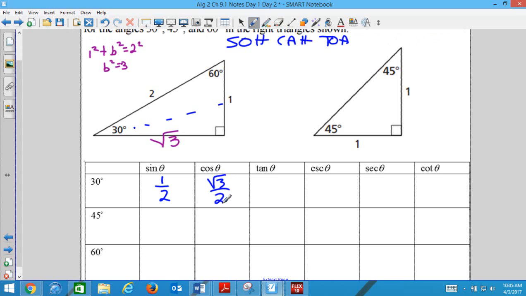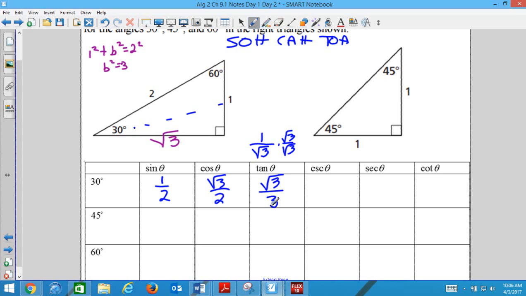Tangent is the what over the what? So we do the opposite, which is 1, over the adjacent, which is radical 3. But that is a radical in the denominator. So we have to multiply by radical 3 over radical 3. So that gives us radical 3 over 3. So the tangent of 30 is radical 3 over 3.